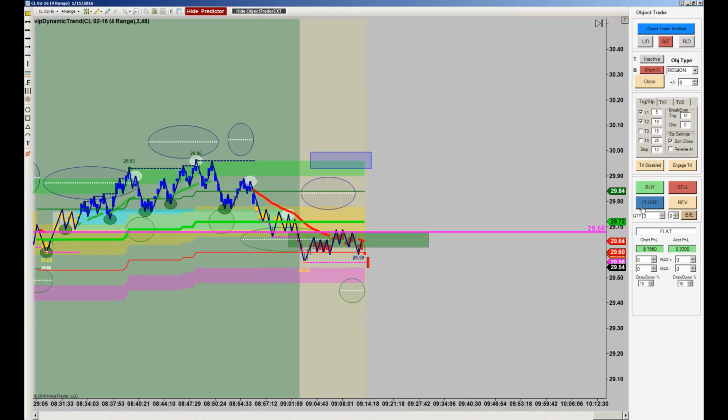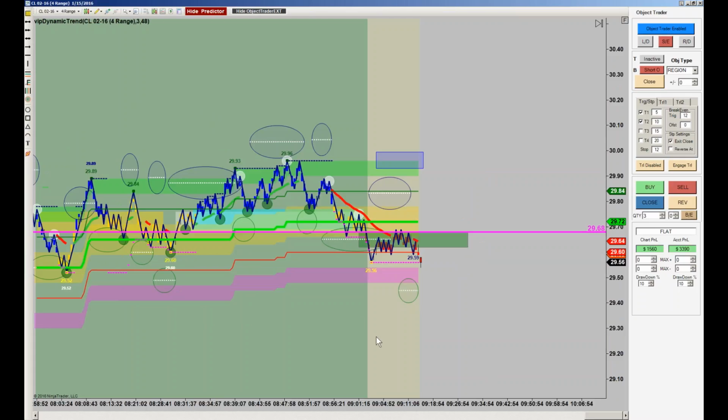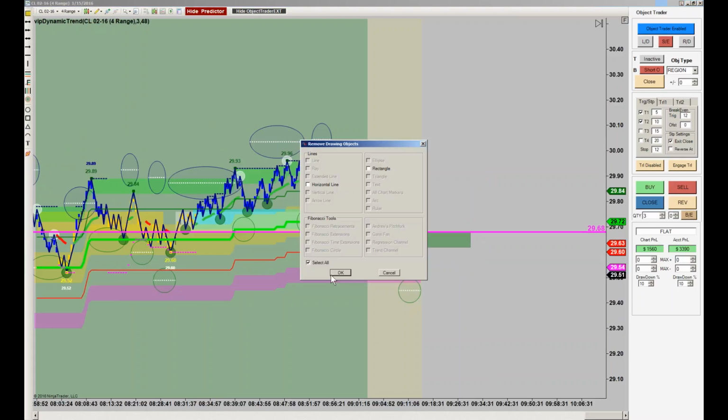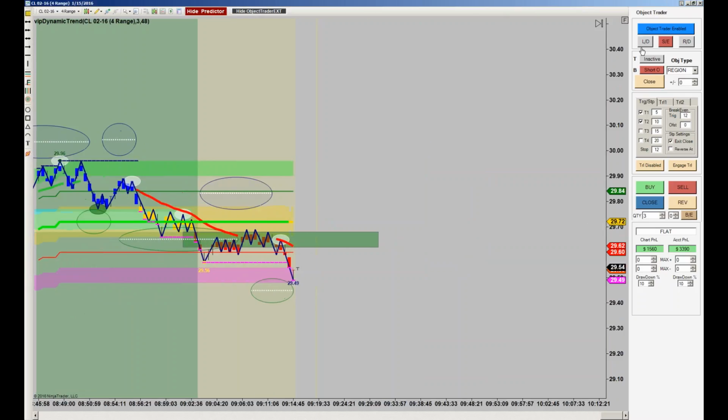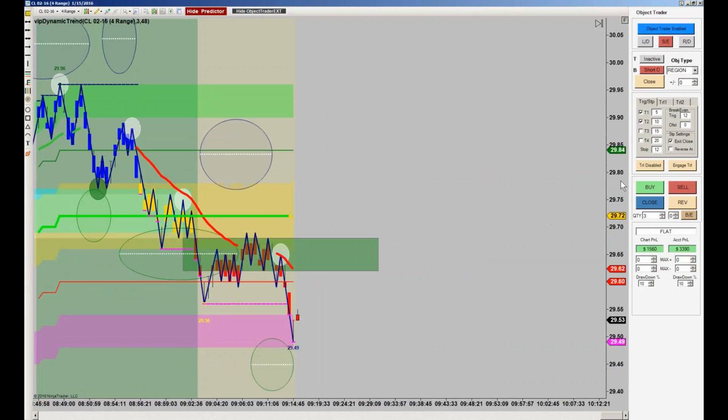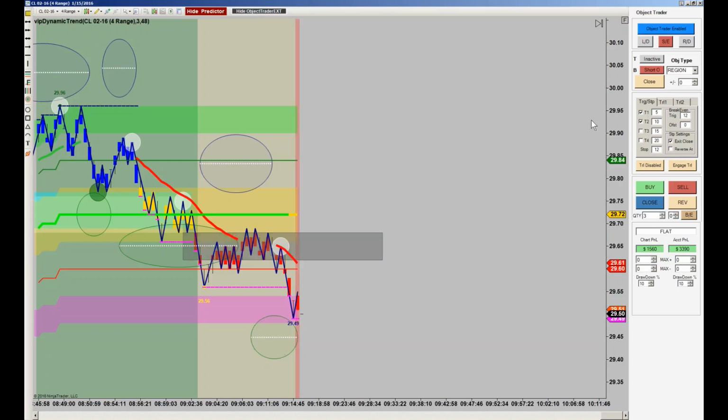All right. Let's go ahead and see, where's the next trade on this chart? I'm going to get rid of some markers on my chart. Let's look to the left to trade the right. I'm going to get rid of region.